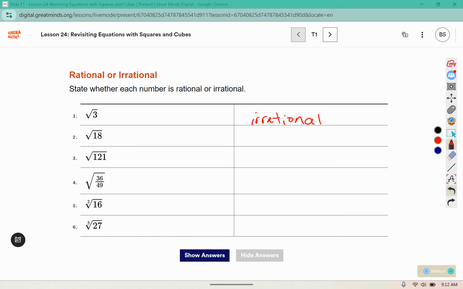The square root of 18, that's between 4 squared, which is 16, and 5 squared, which is 25, so this is also irrational. The square root of 121 is exactly 11, so that one is rational. Remember, to be rational, it has to repeat in its decimal form or stop. It could also be written as a fraction. Continue working on 4, 5, and 6.